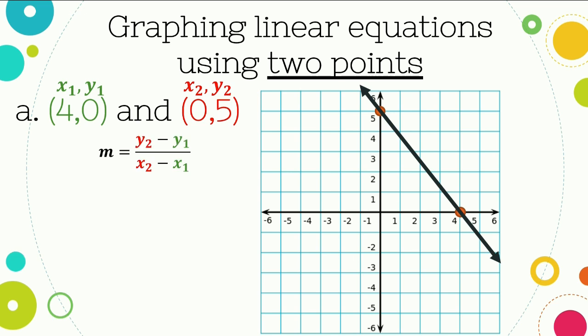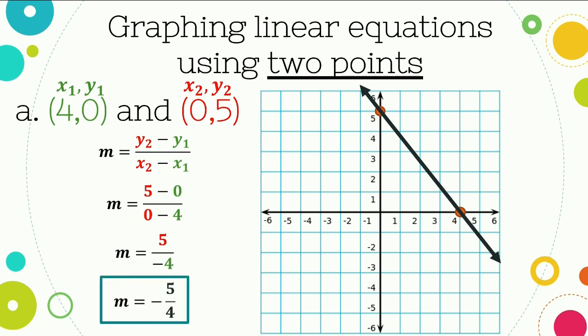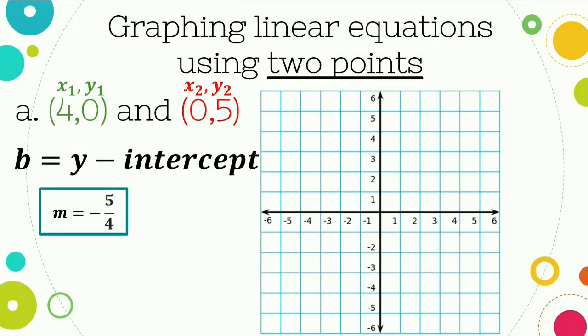So to solve, substitute the values from our given. Therefore, we will have 5 minus 0 all over 0 minus 4. Then simplify. We will have 5 over negative 4, or simply, our slope is negative 5 over 4. And the y-intercept is positive 5, which lies on our y-axis.